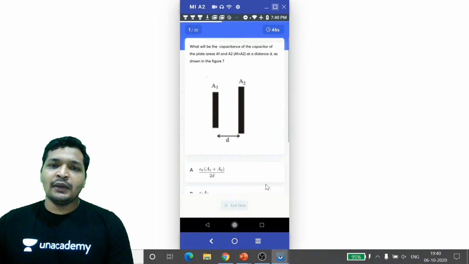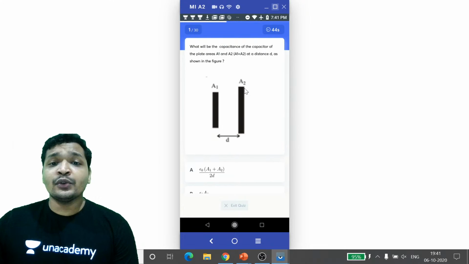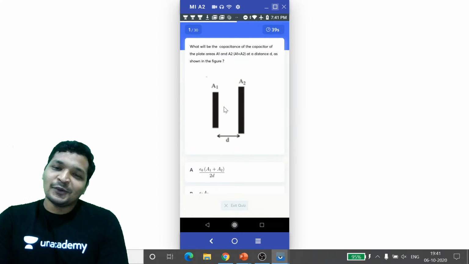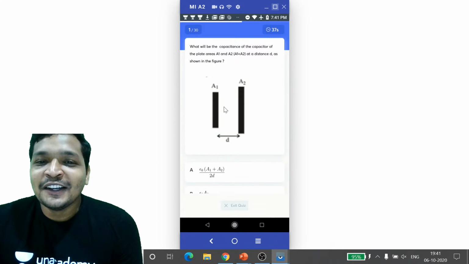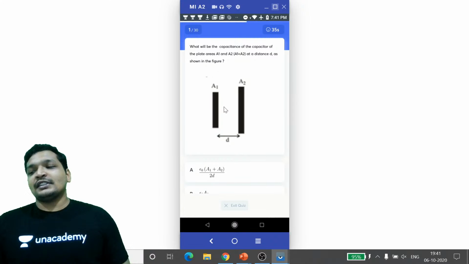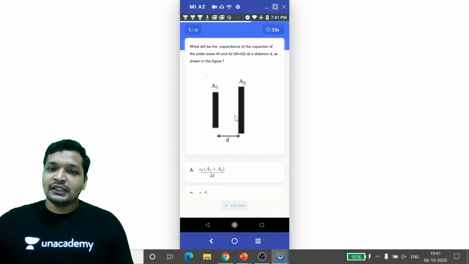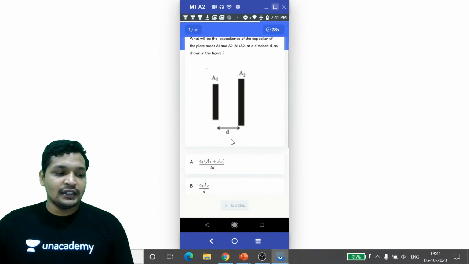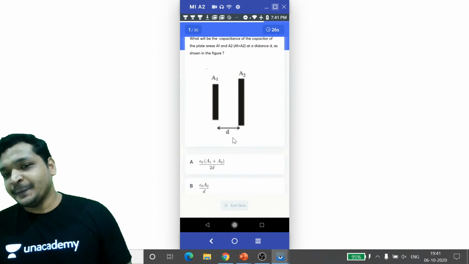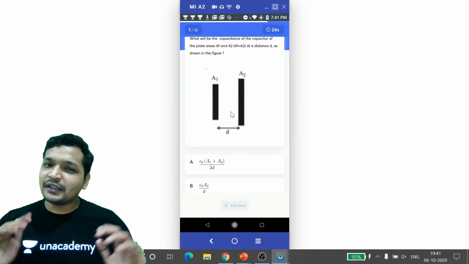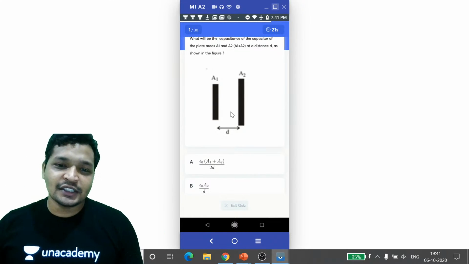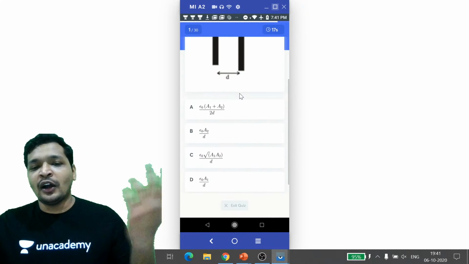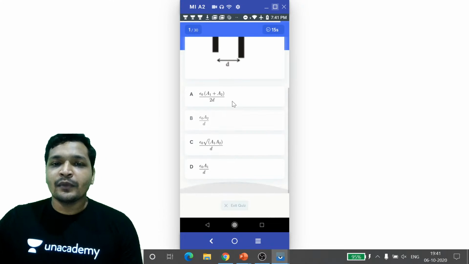And yes, A2 has a larger area than A1, that means A1 has a smaller area than A2. So I think this is a very interesting question. We discussed this concept in our lecture series, so do check it out. I think this is a good question. This is just testing your basic conceptual ability. If you can answer this question, you understood how the capacitors work in a way.